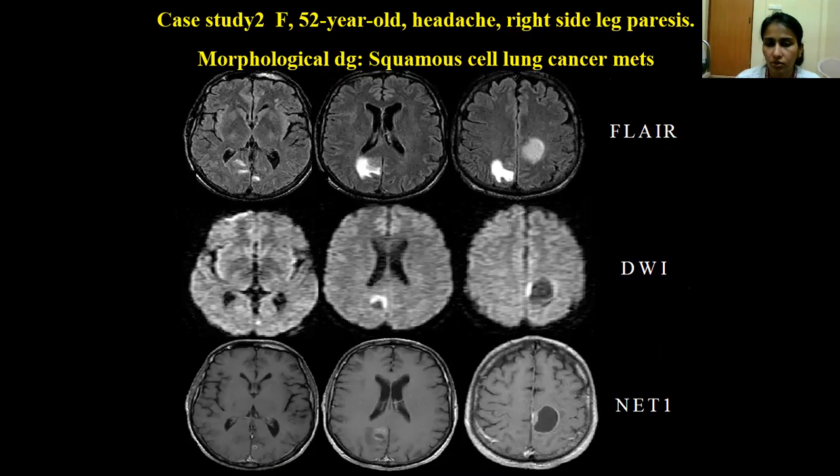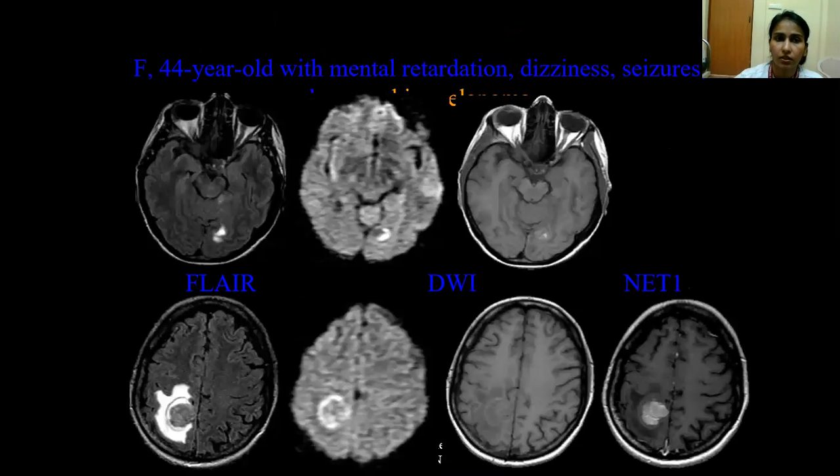We can look at the lesion in the right cerebral hemisphere. Sorry, left cerebral hemisphere is also there. And this is a case of a 44-year-old female with mental retardation, dizziness, and seizures. As you can see in this image, there is a lesion in the right cerebral hemisphere, a well-defined lesion with a surrounding hypointense area, likely due to edema. Then there are some hyperintense foci seen in the left hemisphere also.